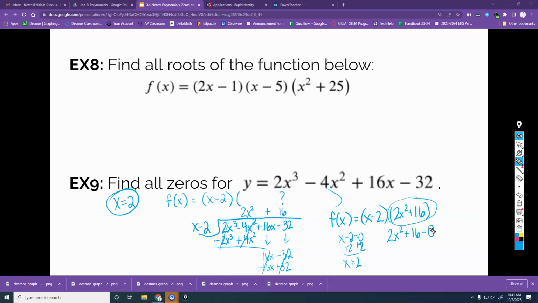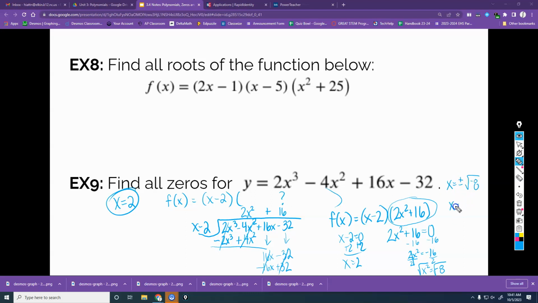Okay? All right, now I got to solve that, Easton. How would I solve that? Very good. So I got 2x squared equals negative 16. Okay, Aiden, what would I do after that? Divide by 2. So x squared equals negative 8. All right, Ayla, what's the last thing? Square root. All right, so I got x equals plus or minus the square root of negative 8.